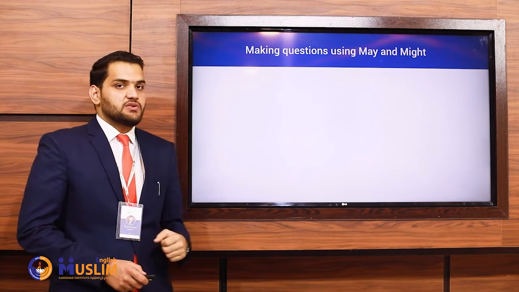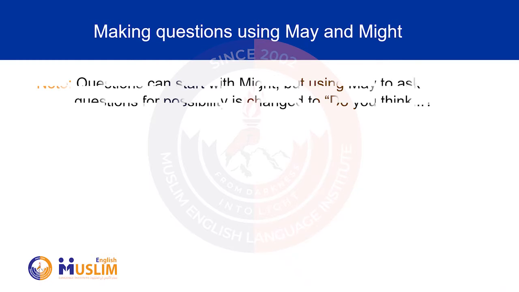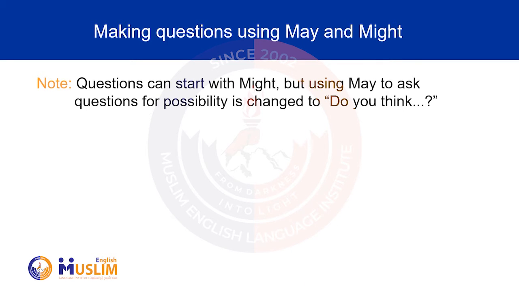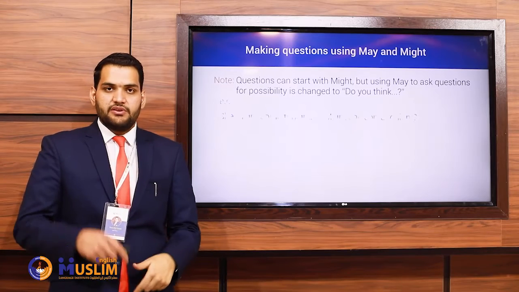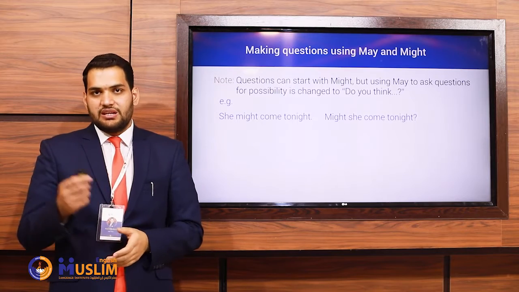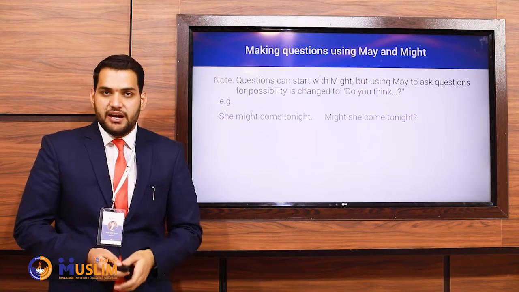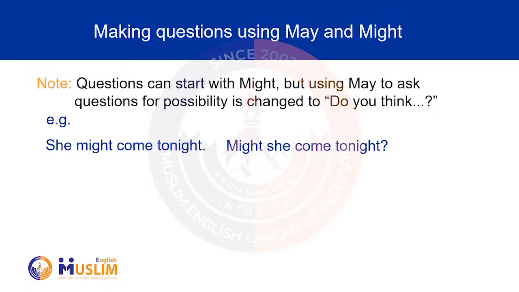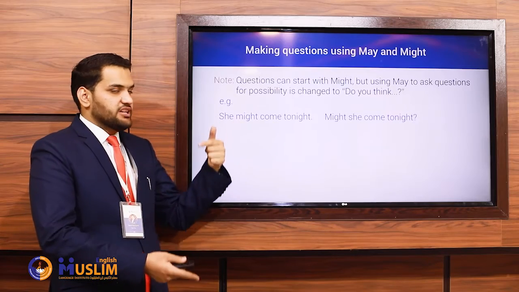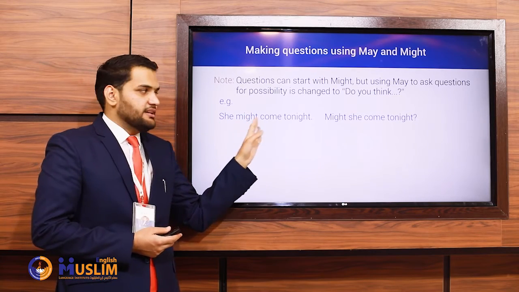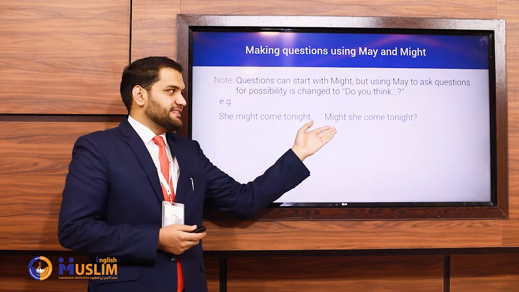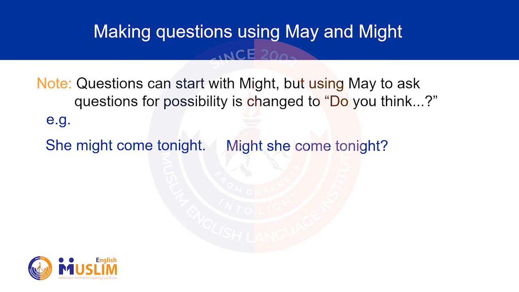How to make questions with may and might. Remember, questions can start with might, but using may to ask questions for possibility is changed to do you think. If you want to ask a question by using may for possibility, it's better to say do you think. For example, she might come tonight. If you want to change it to a question, because we have might, no need of using do you think. You can simply say, might she come tonight?